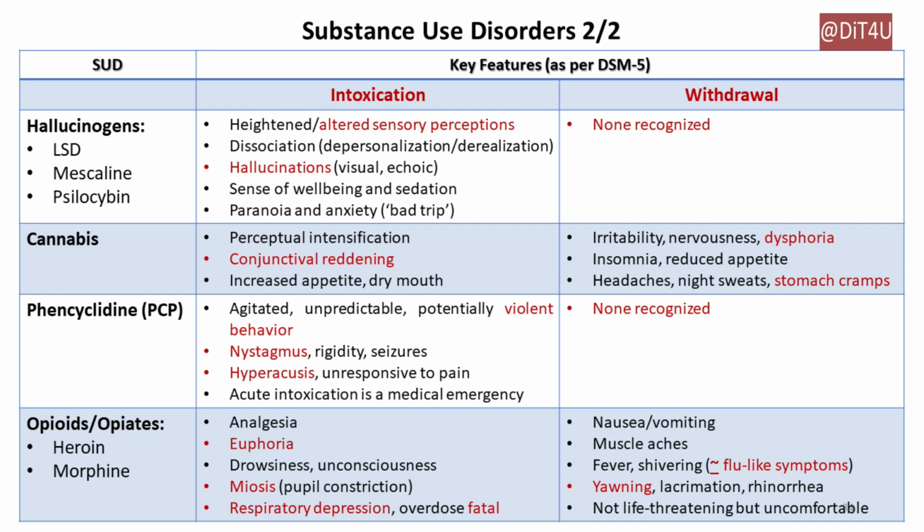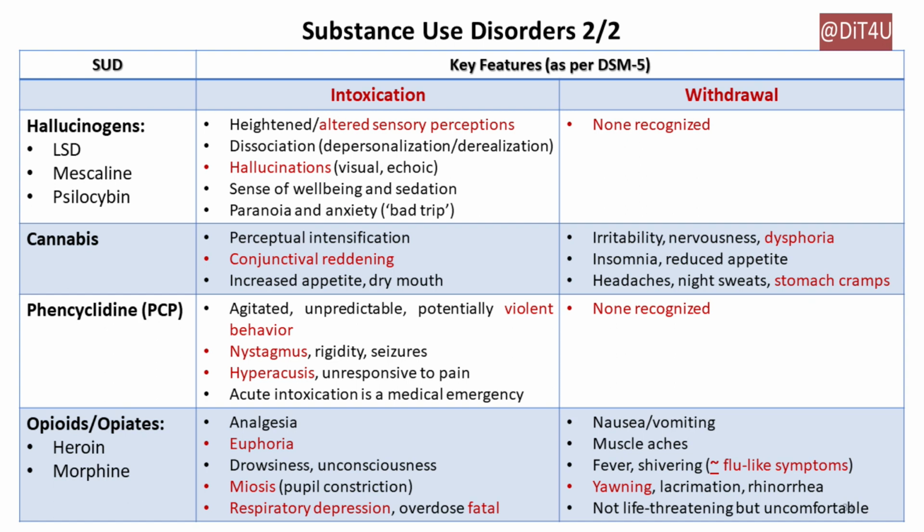So you have agitated, unpredictable, potentially violent behavior if a person is intoxicated. Nystagmus, rigidity, and seizures. Hyperacusis, that means hearing more, auditory perception is enhanced. Unresponsiveness to pain, and acute intoxication is a medical emergency, which you have to treat by giving benzodiazepines, for example. And withdrawal features, there are none.